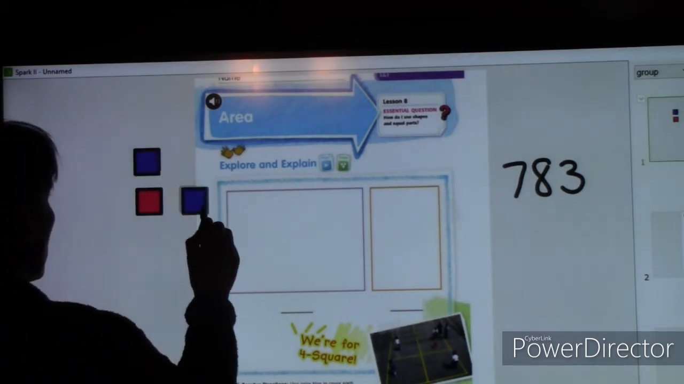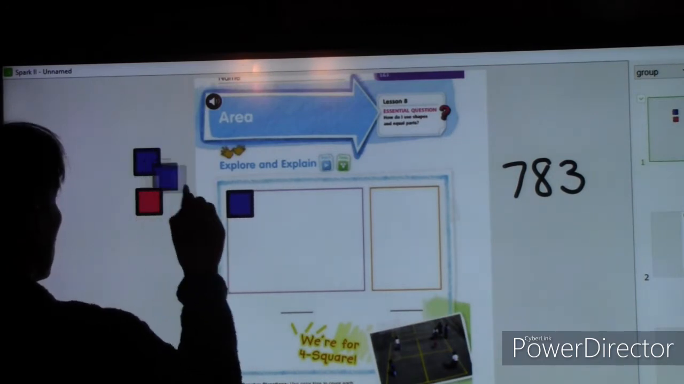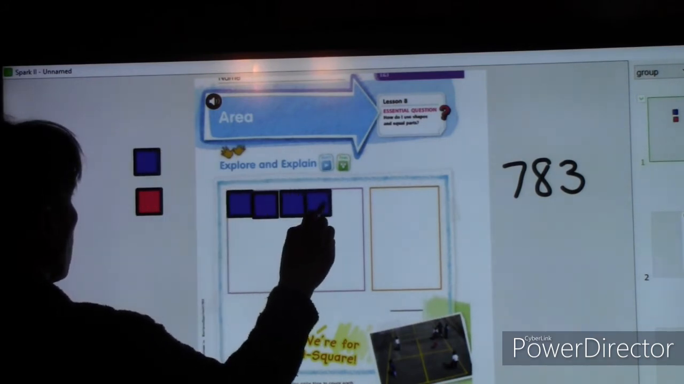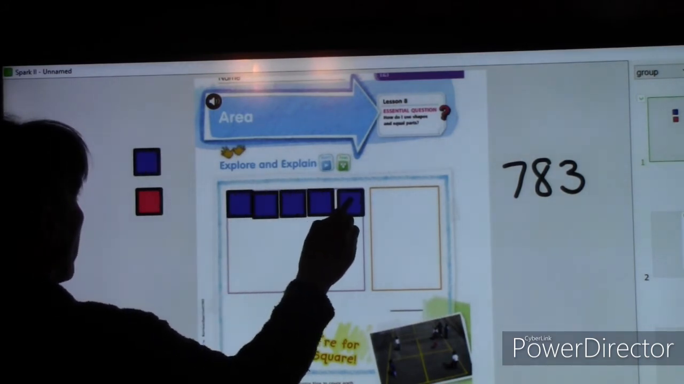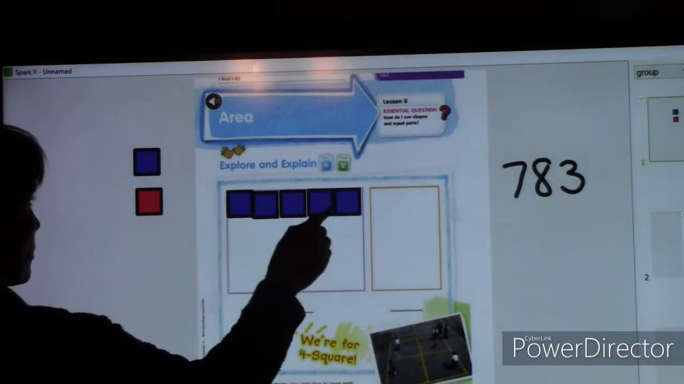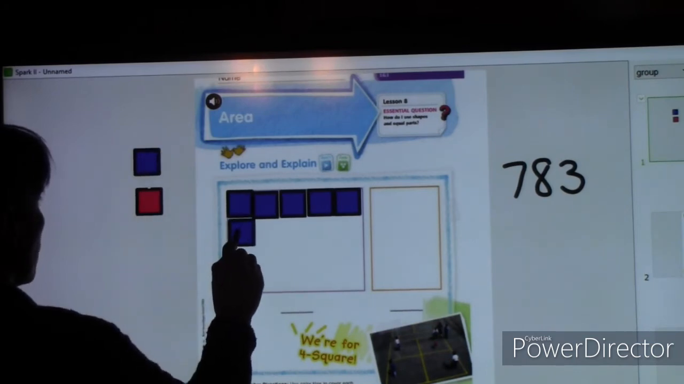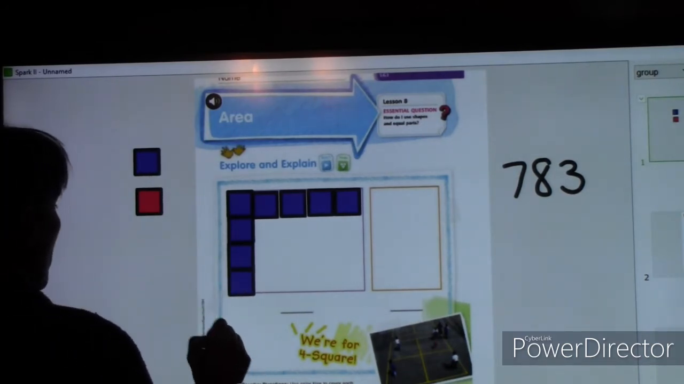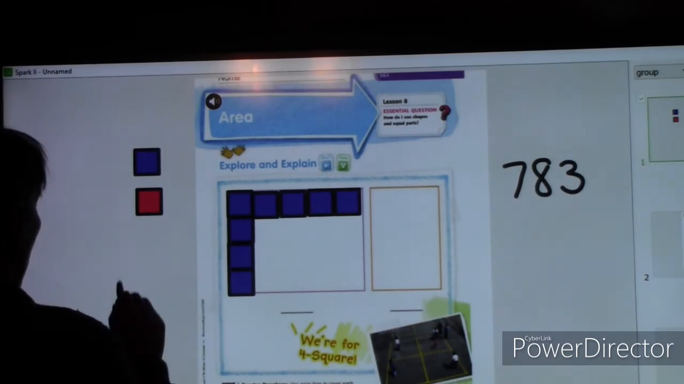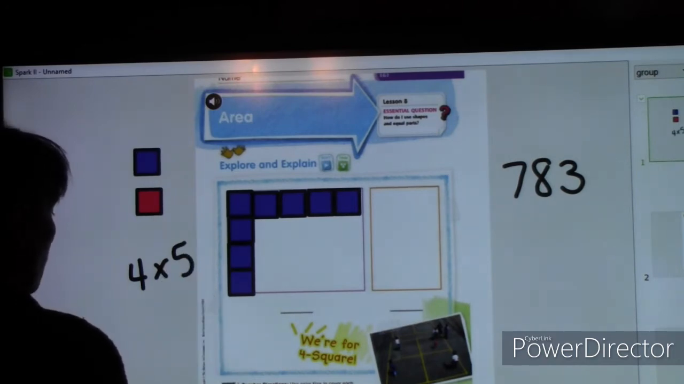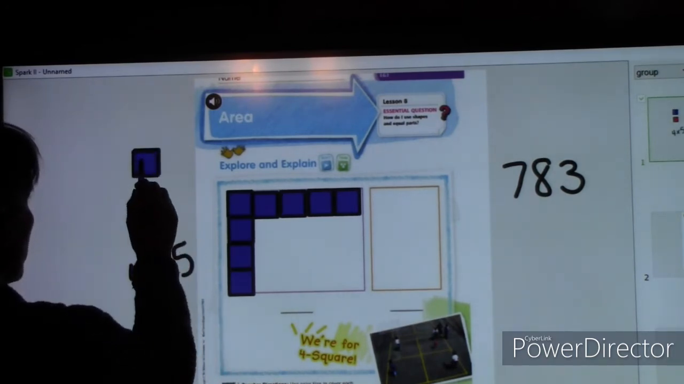So here we go. This rectangle is 1, 2, 3, 4, 5 squares wide. Do you see how 5 squares fit inside of that? So it's 5 squares wide, and it's 1, 2, 3, 4 squares high. So this would be a 4 by 5, because it's 4 squares high by 5 squares wide, a 4 by 5 rectangle. I'm going to go ahead and fill in the rest of it.